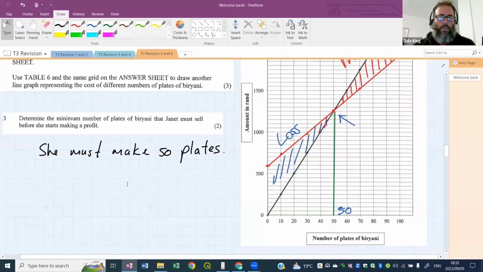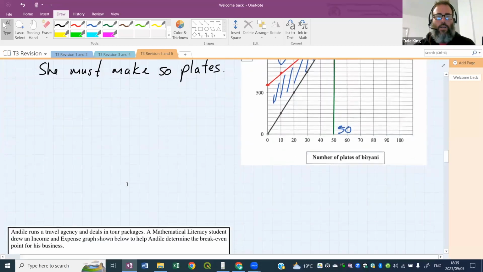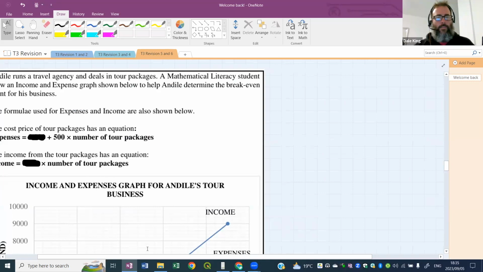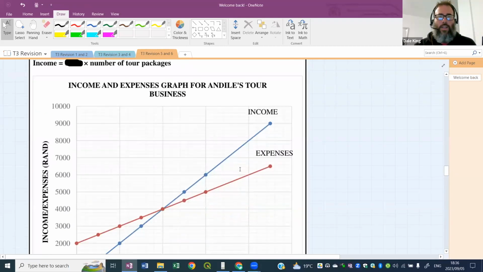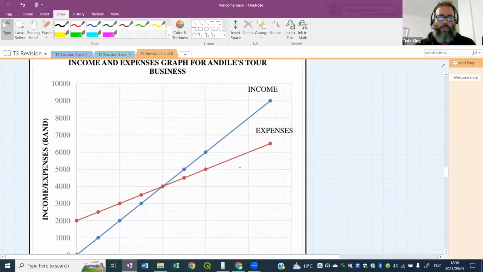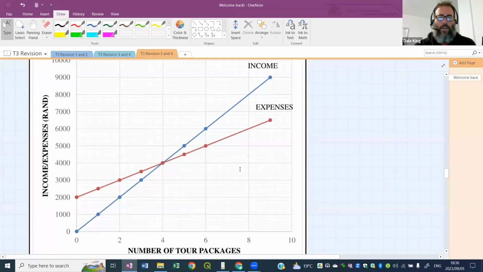Now, similar situation, different context. Here's another business. Andile runs a travel agency and deals in tour packages. A math literacy student drew an income and expenses graph below to help Andile determine the break-even point for his business. The formulas used for expenses and income are shown below. I've crossed out certain parts of the formulas because I want you to help me build these equations based on the information that we have. Here is the income and expenses graph: number of tour packages at the bottom, rand value on the left-hand side as usual. Blue line is income, red line is expenses.